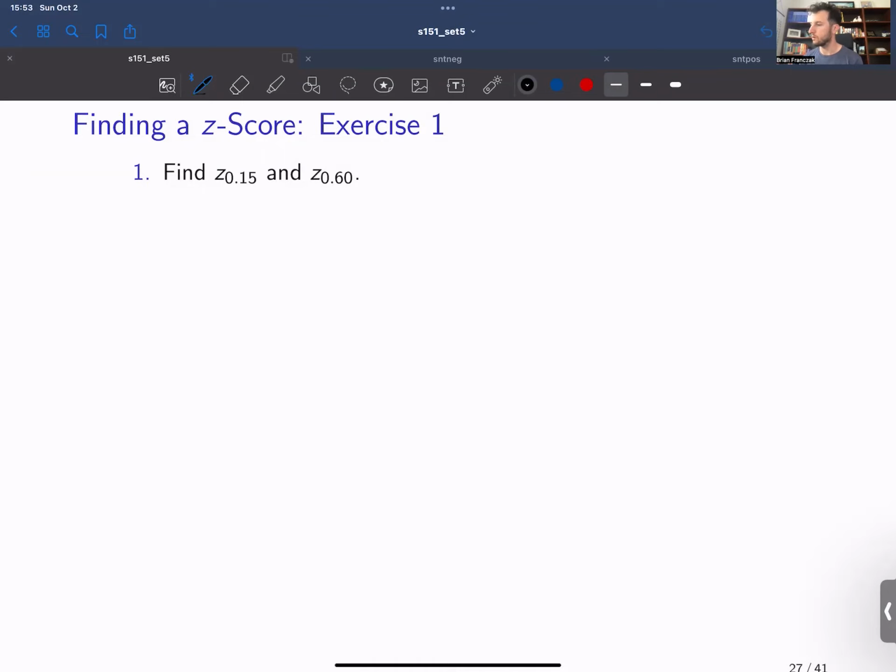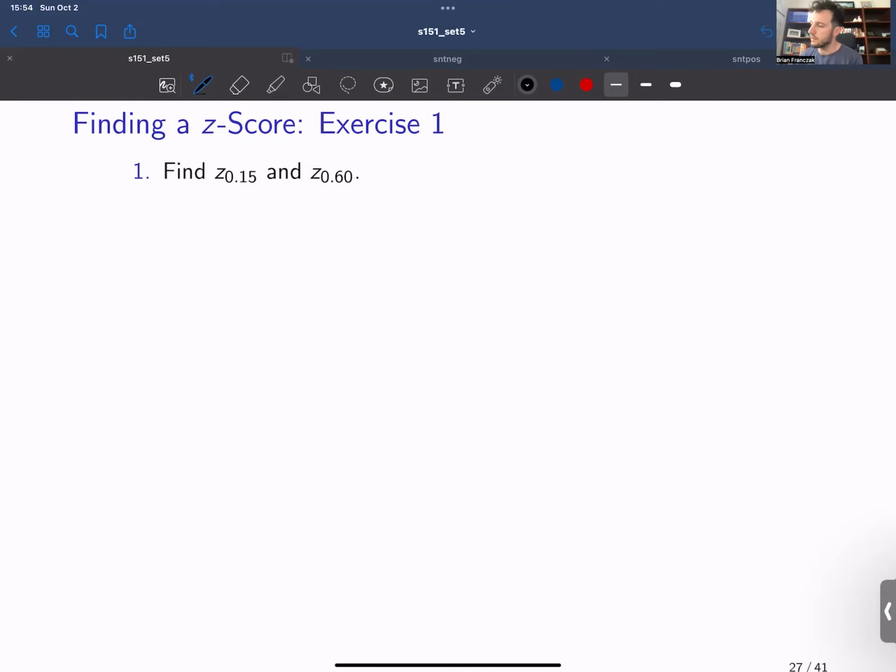So in this video, we are going to be working through the exercises on slide 27 of lecture set number 5. At this point, we have seen, or we should have seen, illustrations of how to find area underneath a standard normal curve. In these two exercises, we will be going in the opposite direction. So we will be finding a z-score given the area. Now, in order to find the z-score given the area, we have to have an area to work with.